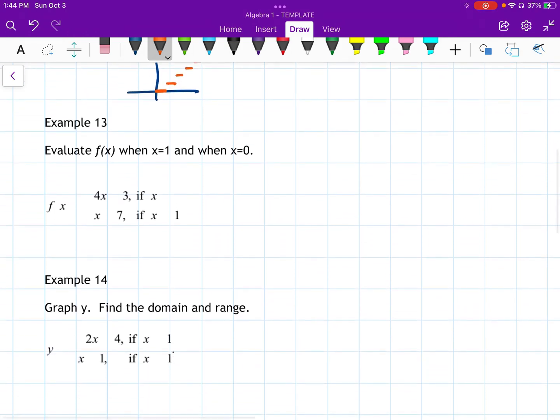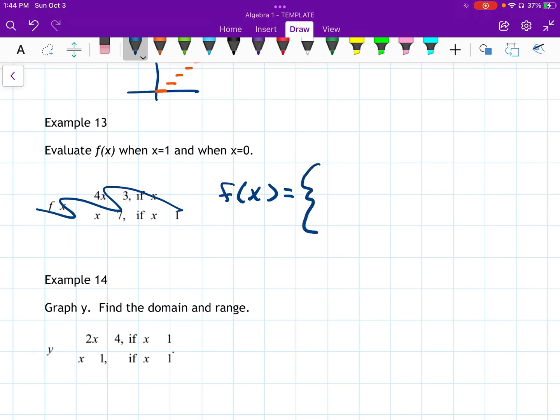Example 13, let me see if I can copy that one down nicer. This says f of x equals 4x plus 3 if x is less than 1, and x plus 7 if x is greater than or equal to 1.